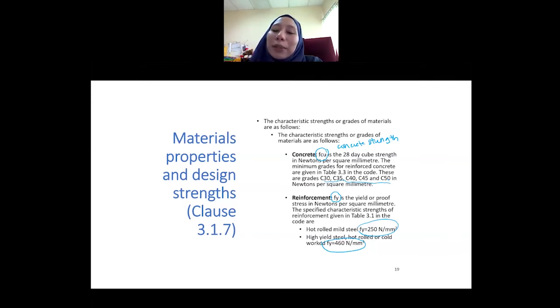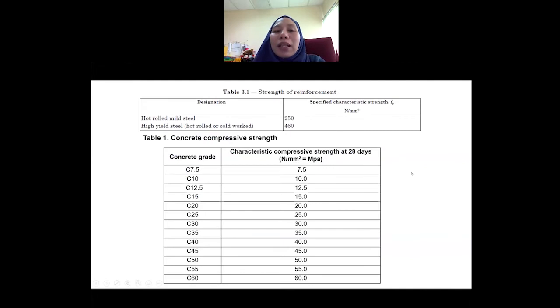Okay. So what does it mean by C? C tu grade dia lah. Okay. Kalau you tengok dekat sini, C30, strength dia 30 juga. Meaning that when we talk about, okay, what is the grade of concrete C30? What is the strength? So, automatically you know FCU dia adalah 30. Okay, so apa maksudnya? For 1mm square, this concrete boleh support as much as 30 Newton untuk 1mm square. Tu maksud dia.